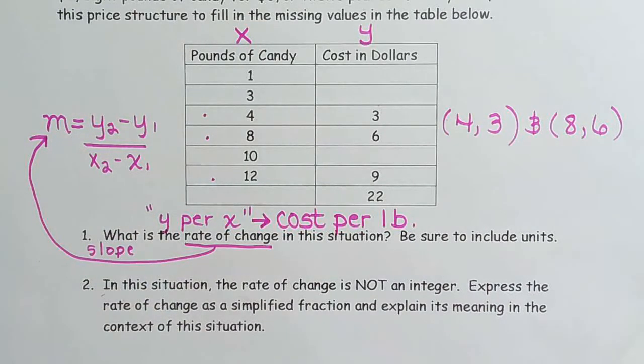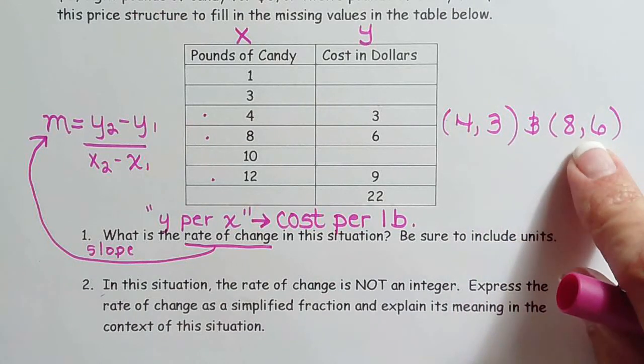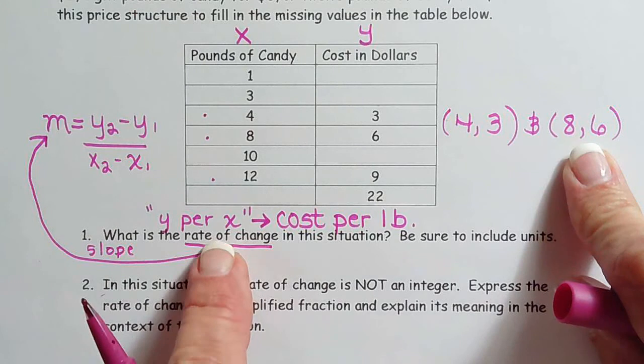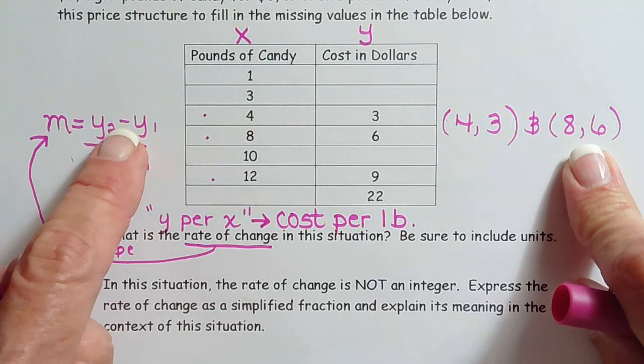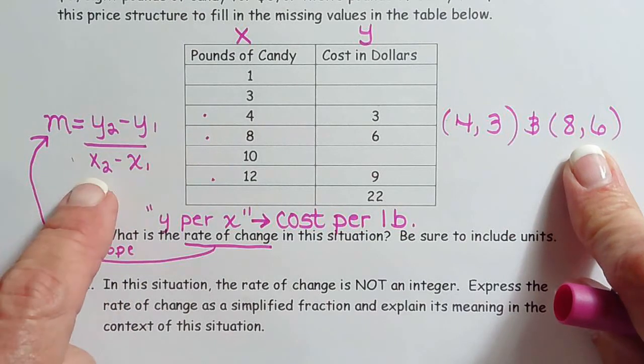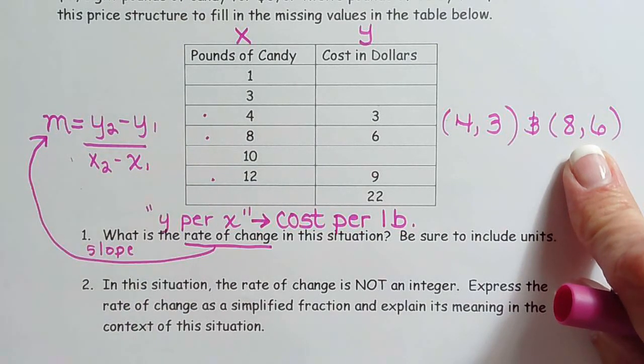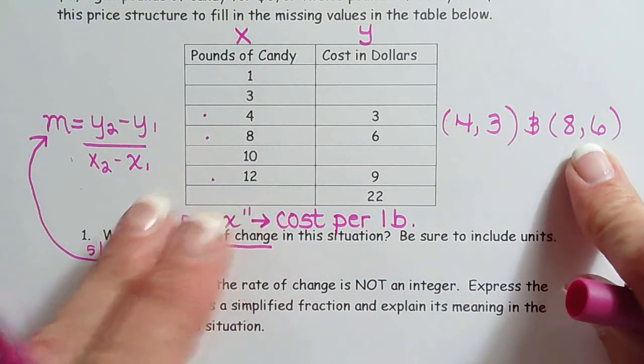So that's what made me do this, because some of you may be going, how did she know to write 2 points? Because it asked for rate of change. I know rate of change is slope, and I know the slope formula is the second y minus the first y over the second x minus the first x, which means I need 2 points.